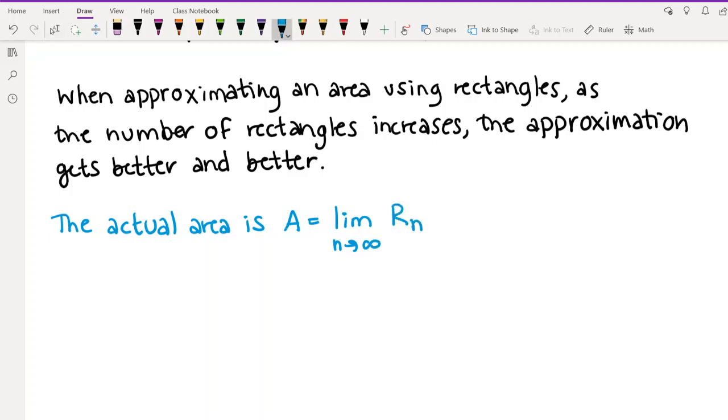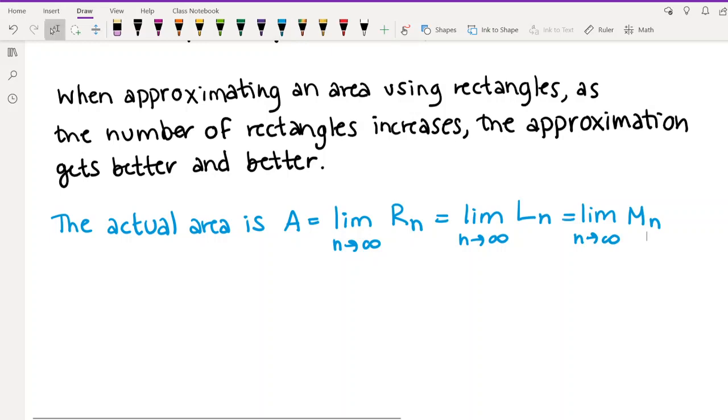So meaning if you keep taking all those different areas with the different numbers of rectangles, if you bring that number of rectangles bigger and bigger and bigger and see what that approaches, that will tell you the actual area. And it doesn't matter if you use right hand or left hand sums or midpoint sums. Even though you'll get different values for the right hand versus the left hand sum, the limit will be the same. And same thing with the midpoint sums. Because basically the more rectangles you have, the less of a difference you'll notice between the different types of sums.